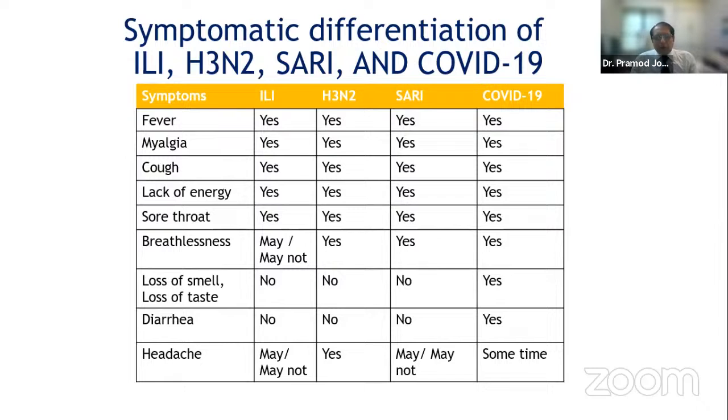However, the loss of smell and taste is common in COVID-19. Breathlessness also is relatively more common in COVID-19, and diarrhea is also common in COVID-19, and headache, as I told you, is more common in influenza.